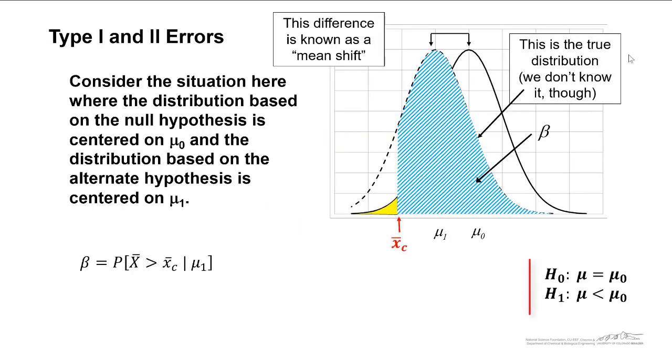If we have a null hypothesis and an alternate hypothesis, beta is the probability that you will make a type 2 error. In other words, you will fail to detect that the alternate hypothesis is true when in fact it is. And we can calculate beta by the probability that x bar is greater than our critical sample average based upon the alternate hypothesis distribution, which is centered about mu1.